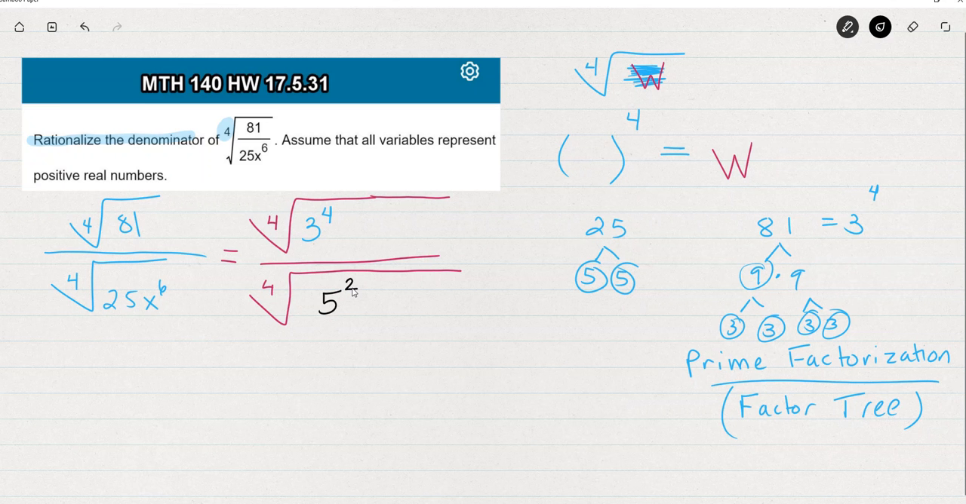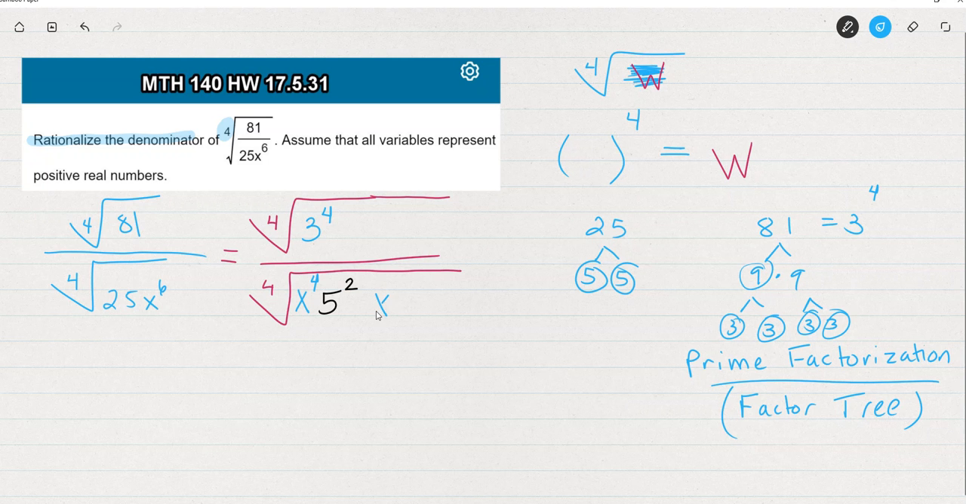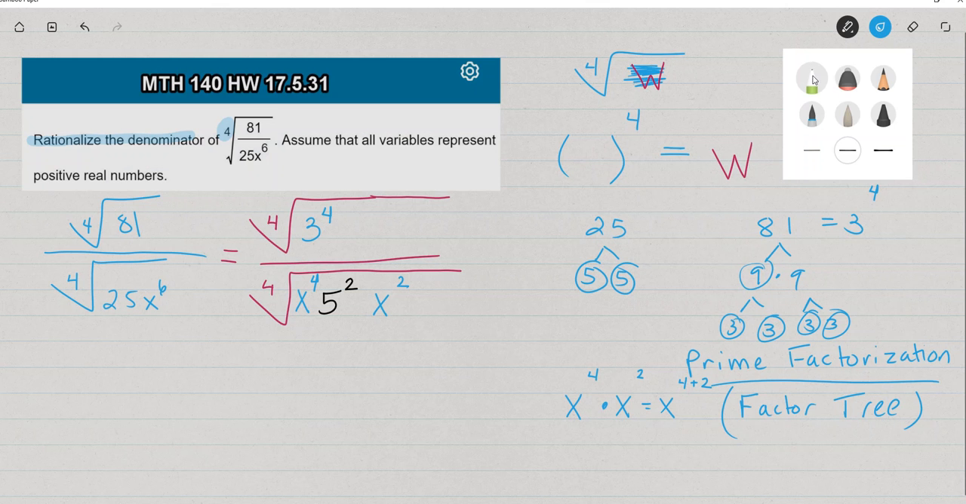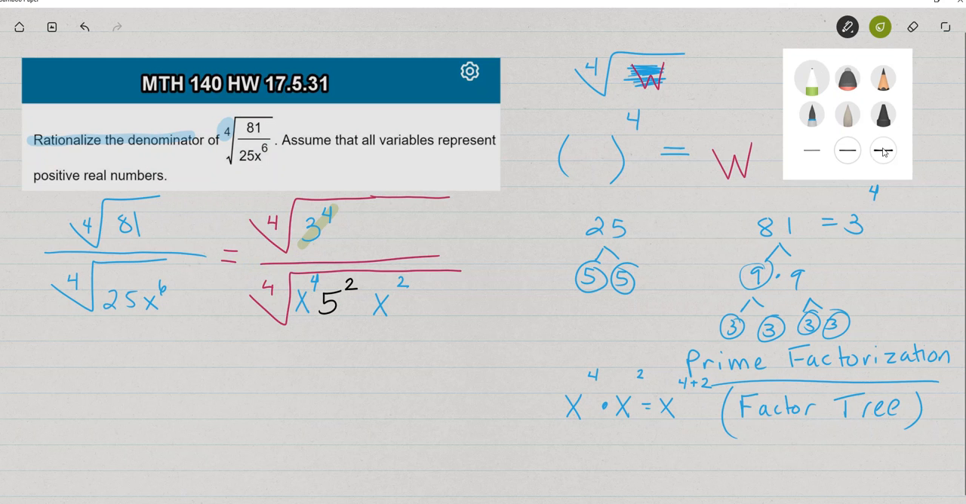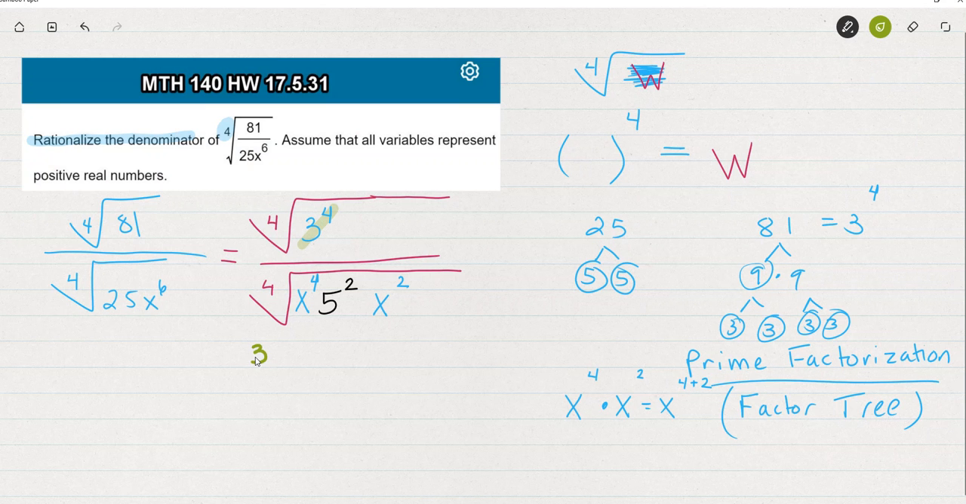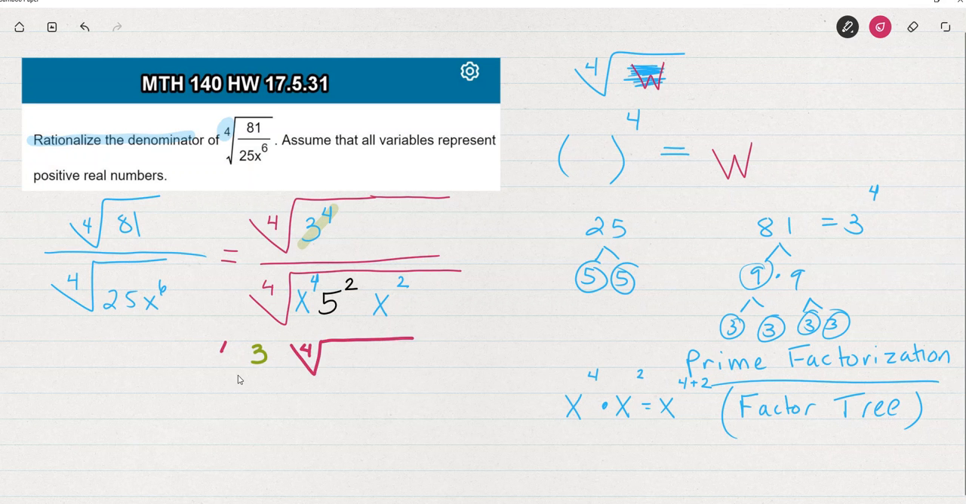I'm going to break this x to the 6 as x to the 4th and x squared. The reason for that is x to the 4 times x to the 2 is x to the 4 plus 2. But I want to remove any groups of 4 that I can get before I do anything else. That's the easiest way to proceed. So I'm going to remove this 3 to the 4th. The 4th root of 3 to the 4th is just 3, and so that comes out of the 4th root.